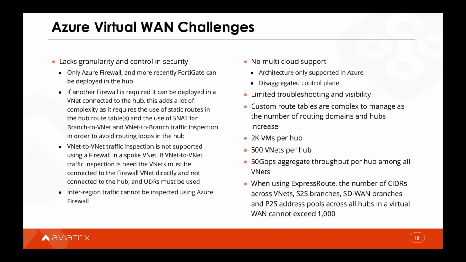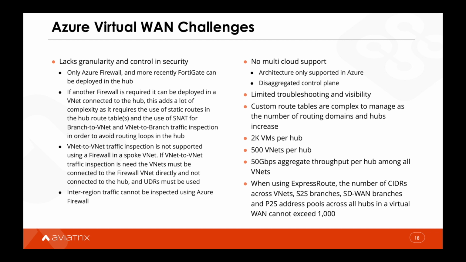Furthermore, Virtual WAN is offered as a black box, which means there's very limited troubleshooting and visibility exposed to the users. And although Virtual WAN attempts to reduce the complexity of managing and maintaining route tables, when custom route tables are used, the complexity increases as the number of routing domains and hubs increases, because custom route tables are local to a single hub, and each route table must be independently managed and configured. So we go back again to the problem of having to manage route tables.